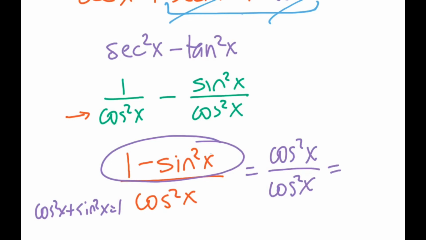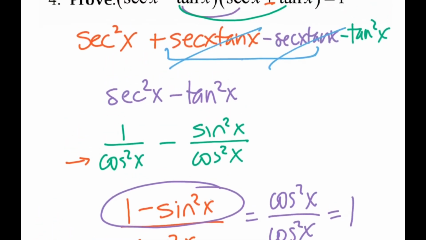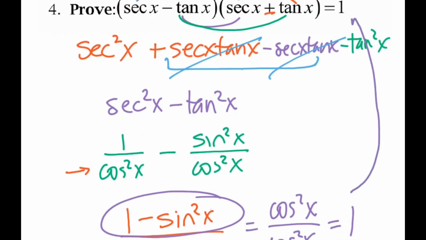And any number divided by itself is 1. And so what we've just done is we have shown that what we started with is equal to 1, and that's proven.